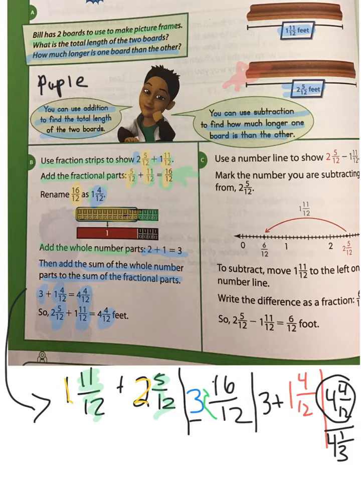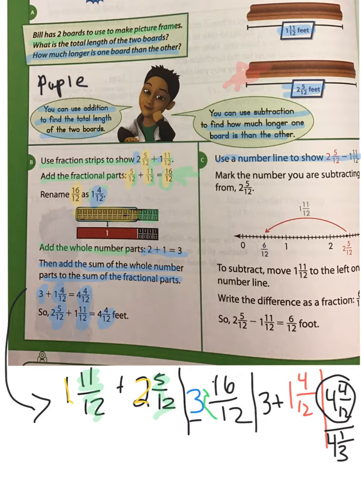Now when we look at part C, you can also use a number line. So we can use a number line to show 2 and 5/12 minus 1 and 11/12. We're going to work more on the subtraction in a few days, so don't worry about it so much if you don't understand this part.